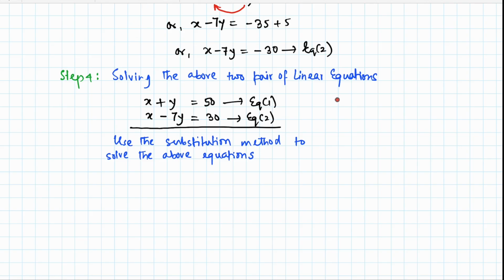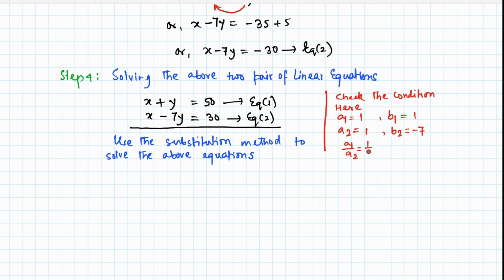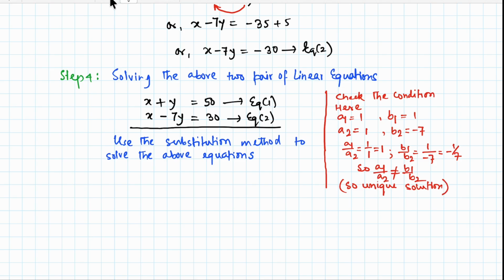Before that, let's check the conditions for the type of solution, whether the solution is unique or not. So a1 equals 1, a2 equals 1, b1 equals 1, b2 equals minus 7. We took the ratios and find that a1 by a2 is not equal to b1 by b2. So it's a unique solution. Hence we have a definite solution and we can take it forward.